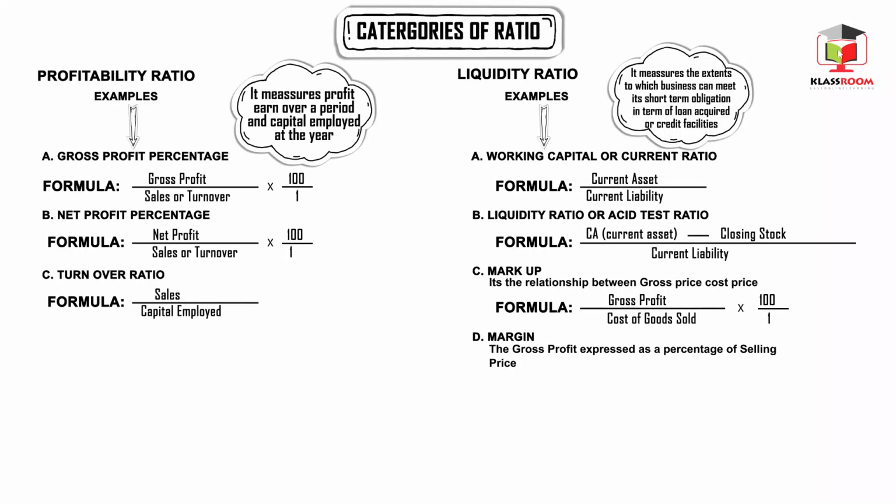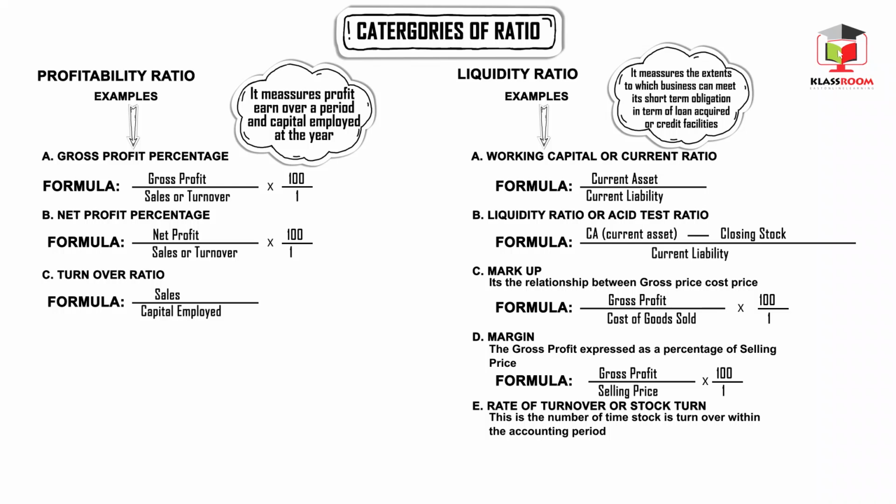Margin is profit, that is the gross profit expressed as a percentage of selling price. Margin is also obtained by dividing the gross profit by the selling price times 100/1. And lastly, we have the rate of turnover or stock turn. This is the number of times stock is turned over within the accounting period.